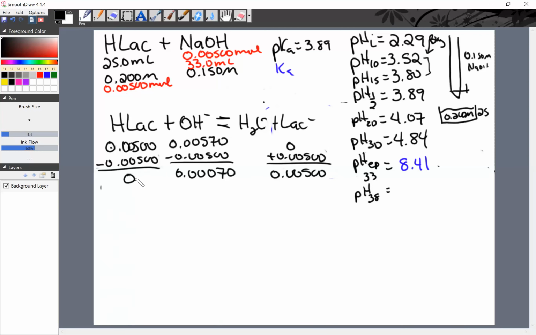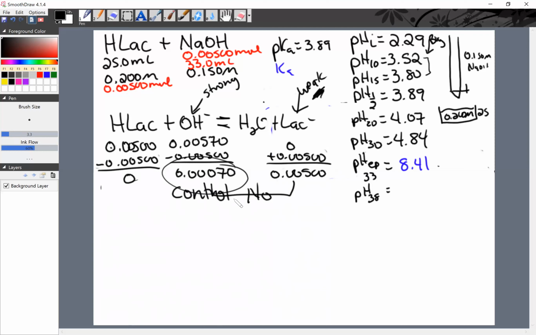Am I buffered? No. Oh, man. That is telling me I have excess strong base floating around. So I could find the hydroxides from the weak and add them to the hydroxides from the strong, but we've done it many times and the weak is always negligible. So who's controlling the pH? It's the strong.